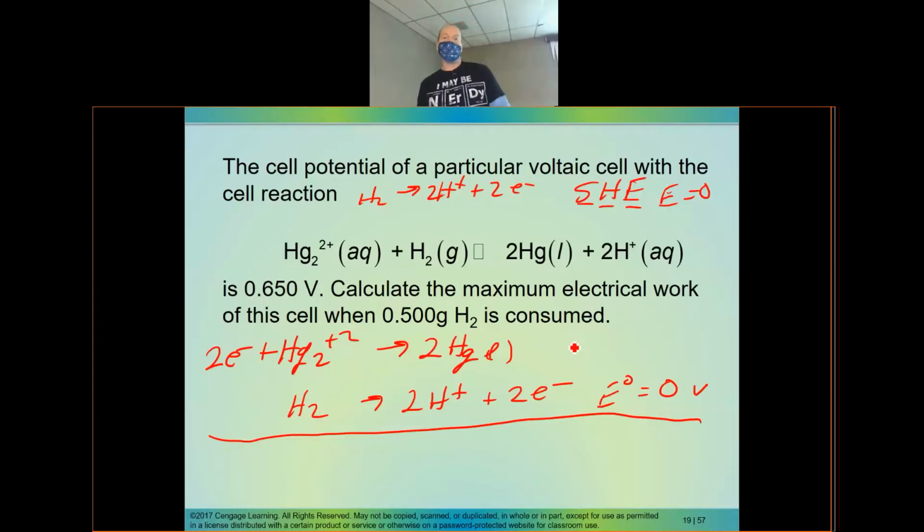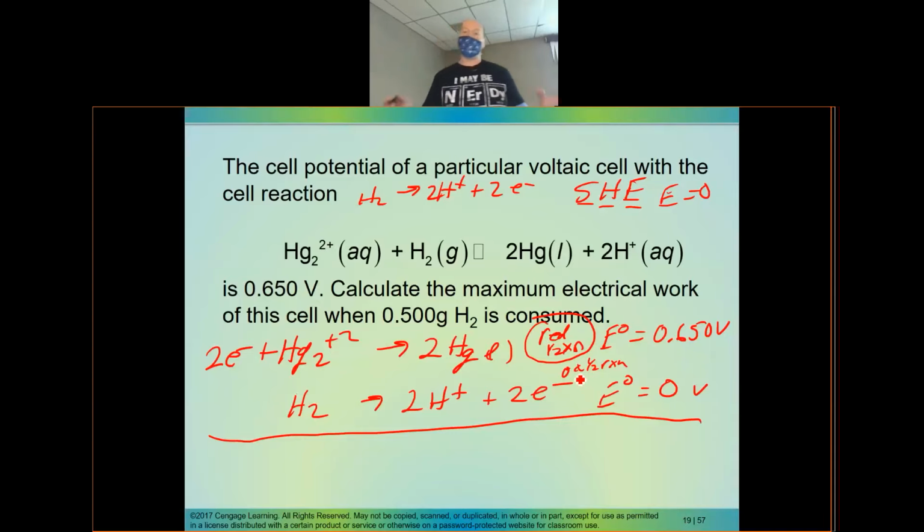When you look up your Hg2 2+ going to 2Hg liquid, you get an E naught value of 0.650 volts. And so that is your reduction potential. So this is your reduction half reaction. This is your oxidation half reaction. Now, when you're looking up the chart, it is only of your reduction potentials. It is a chart of reduction half reactions.